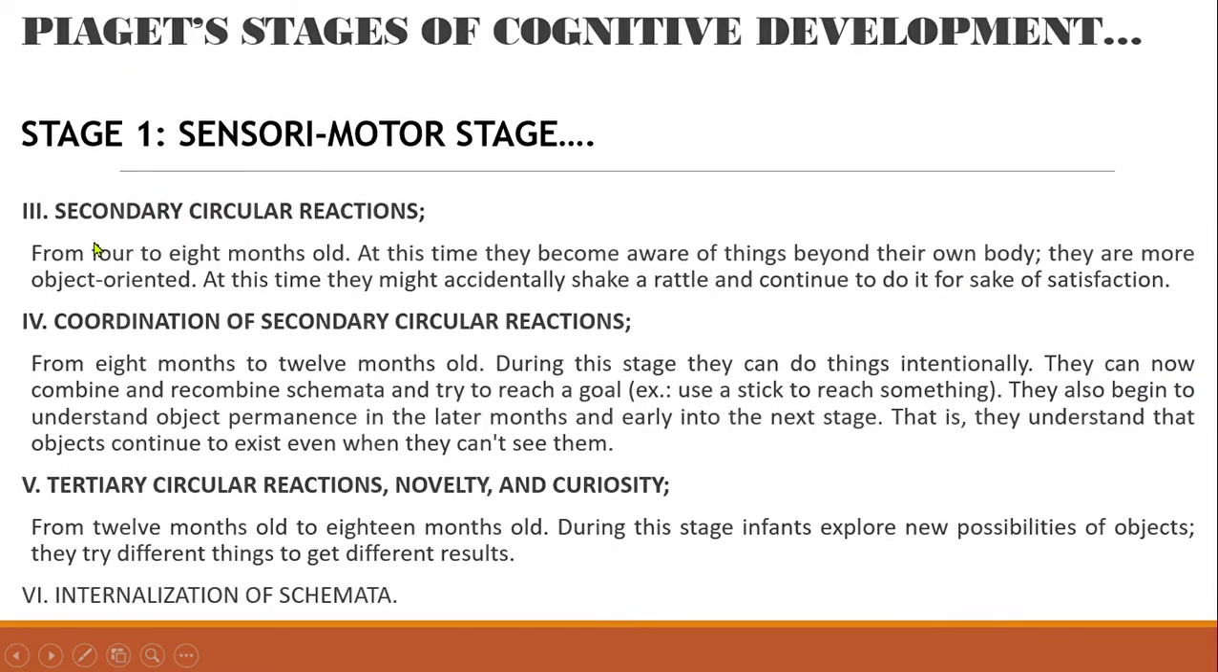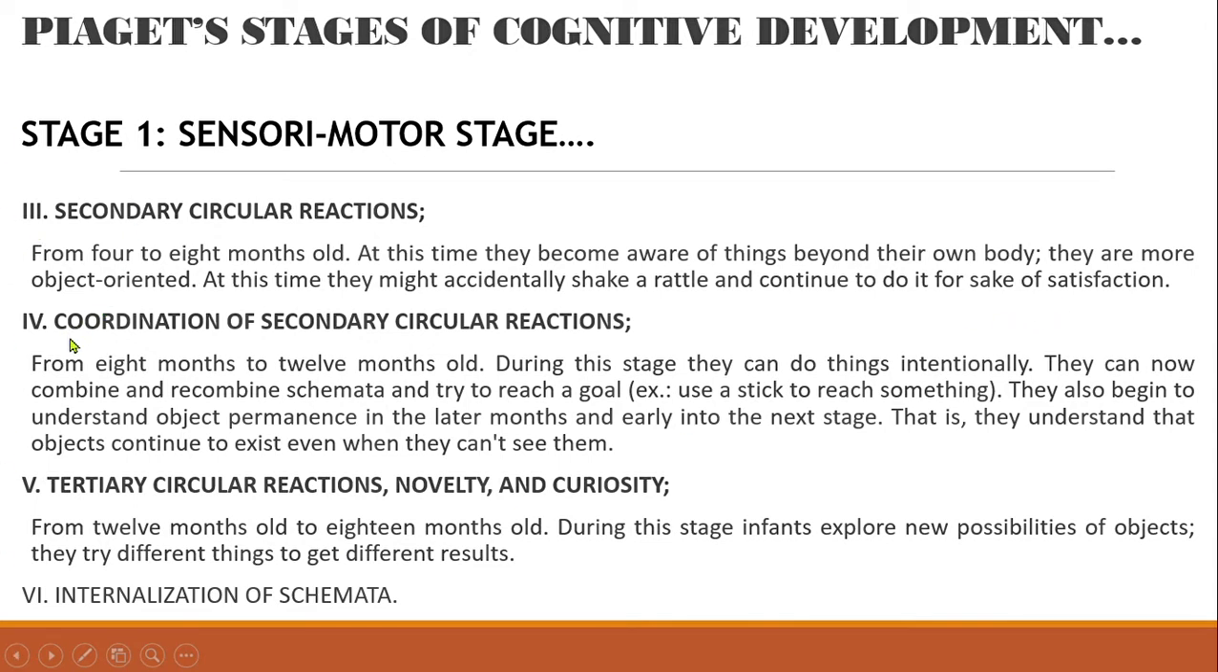Third, secondary circular reaction. From 4 months to 8 months old, at this time they become aware of things beyond their own body. So they are more object oriented. At this time, they might accidentally shake a rattle and continue to do it for the sake of satisfaction.